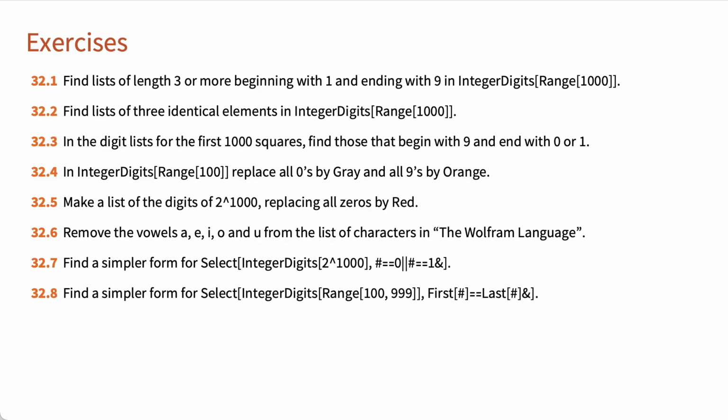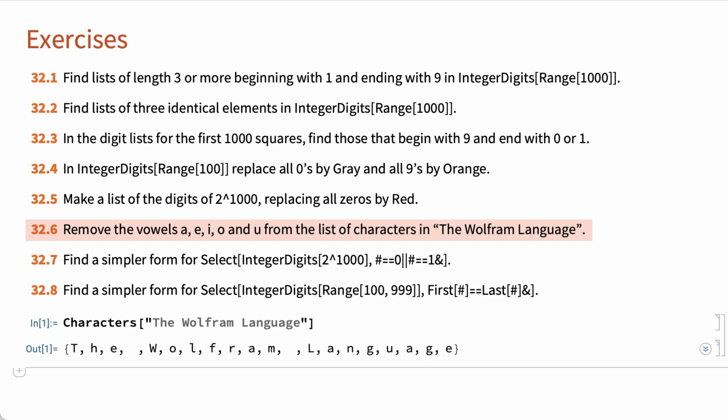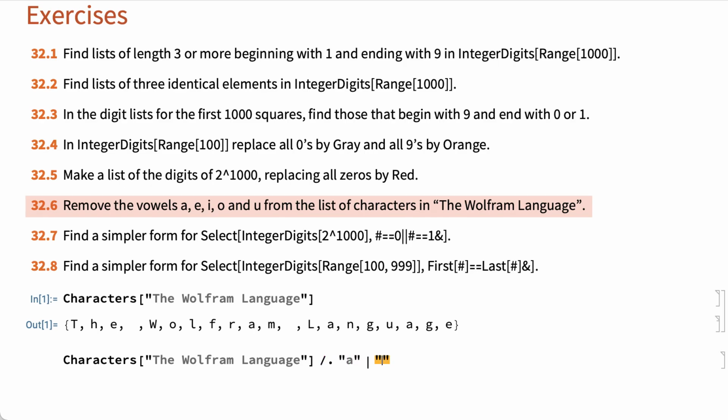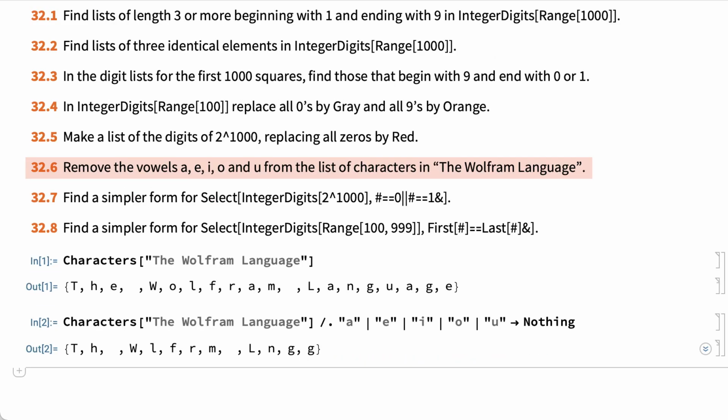Here are the exercises from the end of this section. As an example, consider exercise 32.6. Remove the vowels A, E, I, O, and U from the list of characters in the Wolfram language. To get started, this uses the characters function to separate the string in the exercise into individual characters. One way to remove the vowels specified in the exercise is to use the pattern with the vertical bar to make a pattern that matches any of those vowels, and use that pattern in a replacement rule to replace those vowels with nothing.